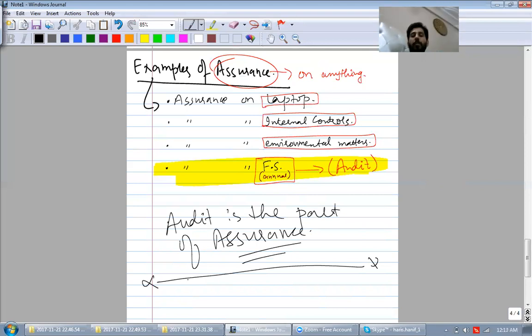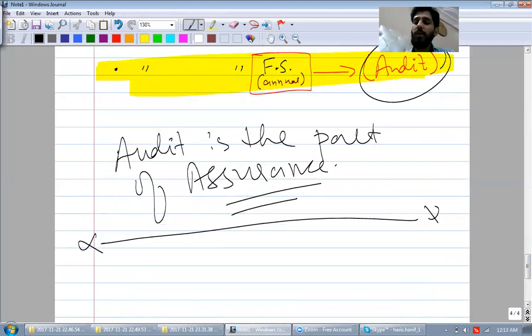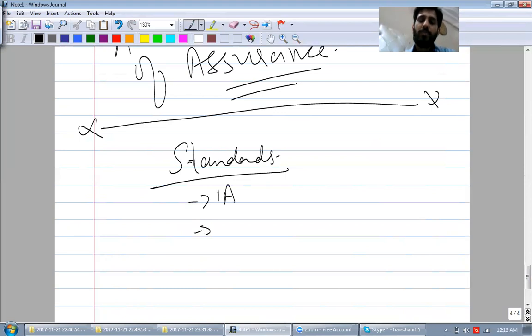Now in our paper F8, we have 98 to 99% coverage of auditing, and 1 to 2%, or we can say 2 to 2.5%, on assurance, because there will be a review engagement and some other things other than auditing. So the major focus of the F8 syllabus is on auditing. And we have the international standards. We study the short names IAS and IFRS, which are used to prepare the financial statements.